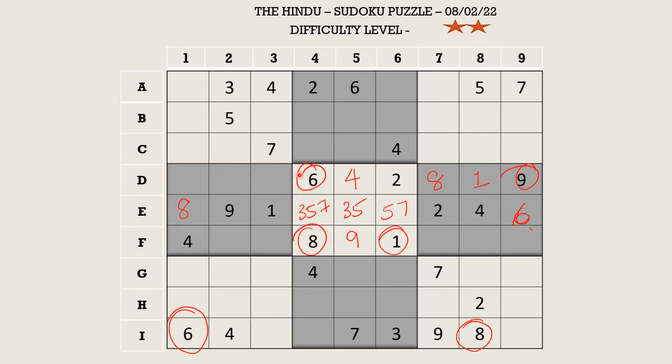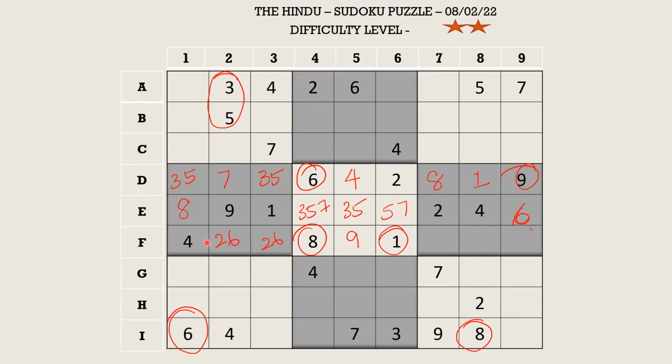Now in D row, the missing numbers are 3, 5 and 7. There is a 3, 5 in the second column which blocks here. So D2 takes 7, and D1 and D3 take a 3, 5 pair. Now the missing numbers in this block are 2 and 6. So let's fill this with a 2, 6 pair.